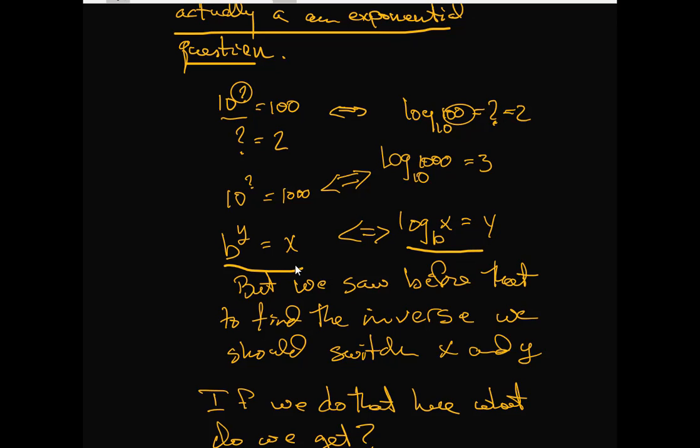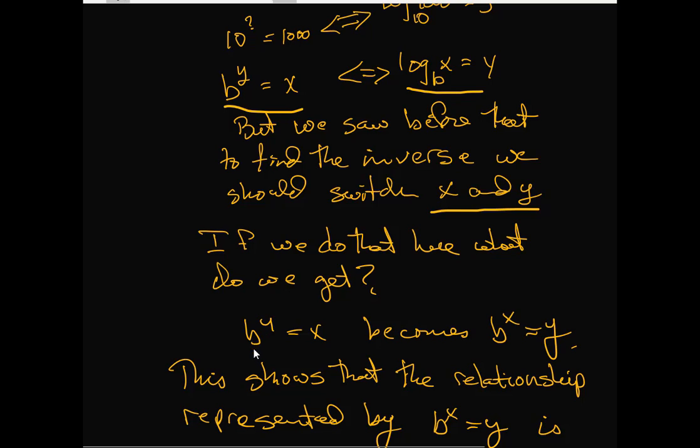Okay, so we have this. Now let's think about what we were doing before. Let's think about what's the inverse of this. So how do we do the inverse? We know that to do the inverse of this, we just switch x and y. So if we switch x and y, what are we going to have? We get b to the x equals y. So that's the inverse of this, and that's also the inverse of this, because these are the same question. So the inverse of this is this.